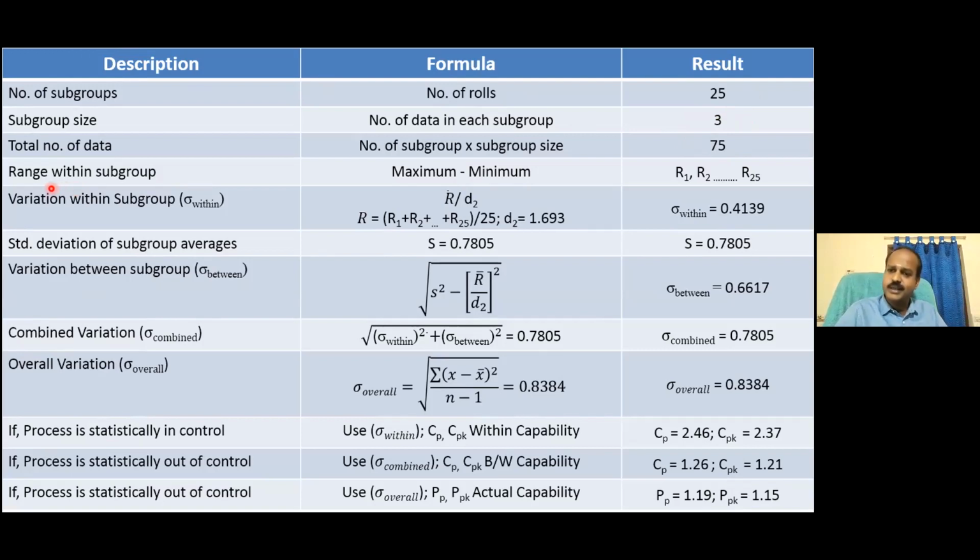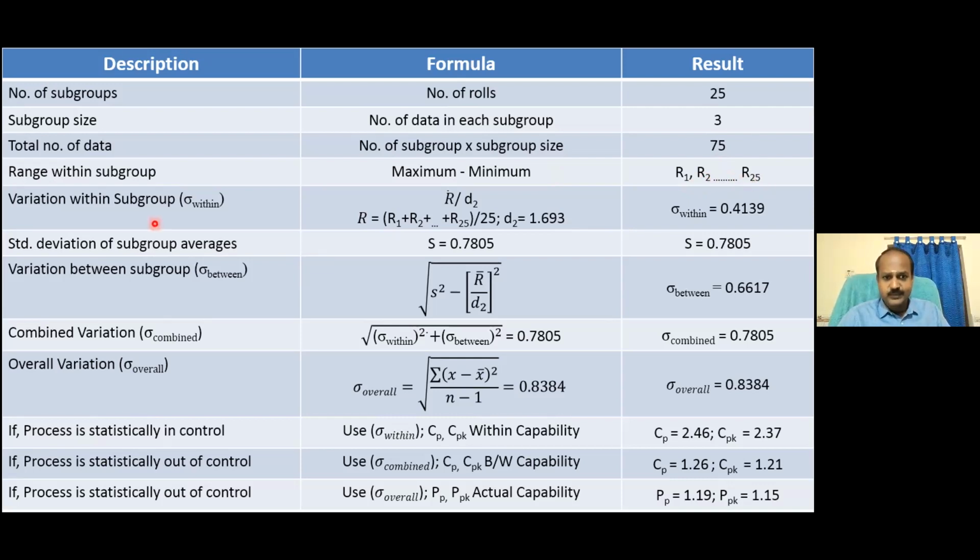Why should I calculate range, not standard deviation? Because my subgroup size is how much? Only 3. And the number of data is less than 8. I will prefer range as a measure of variation. So 25 subgroups are there. How many ranges will I get? 25 ranges I will get. Clear? R1, R2, R3, R25.